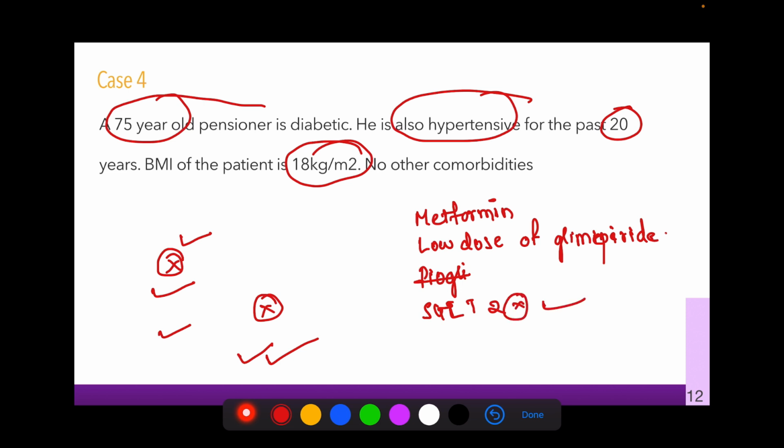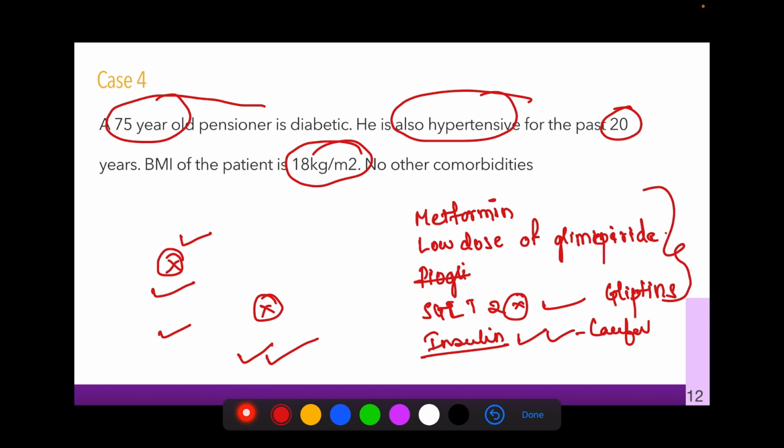Then insulin, you should use very, very carefully. Start with metformin, low dose glimepiride, or SGLT2 inhibitor or gliptins. Gliptins also do not cause hypoglycemia. Okay, if you are not able to control with this, then maybe you can start insulin. Whenever you are starting insulin, you should be very careful that you start with the lowest dose possible so that the patient does not go into hypoglycemia.